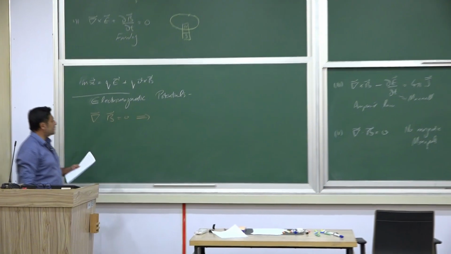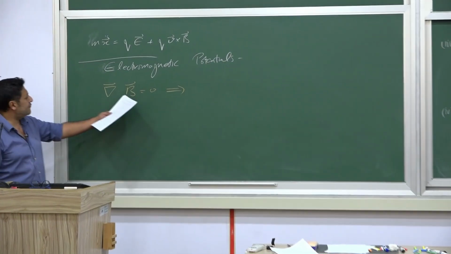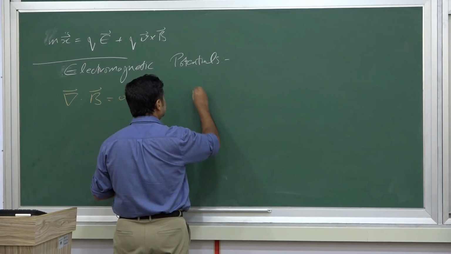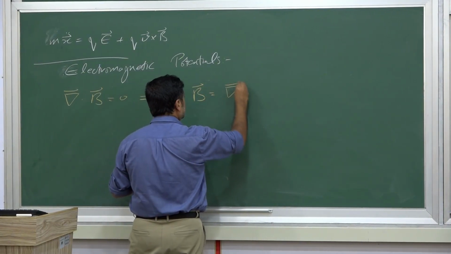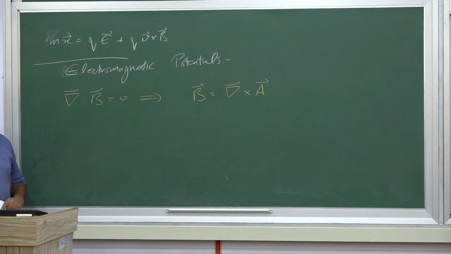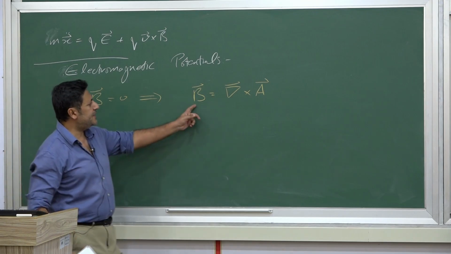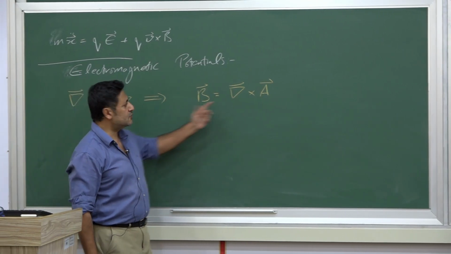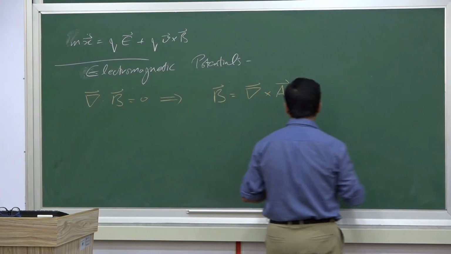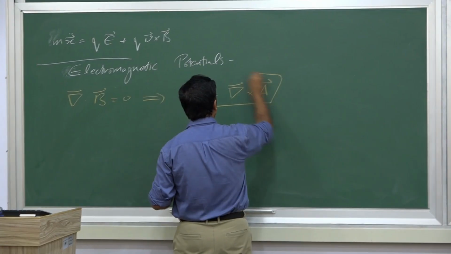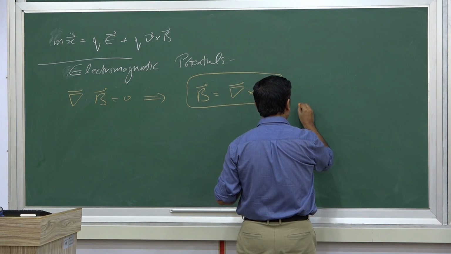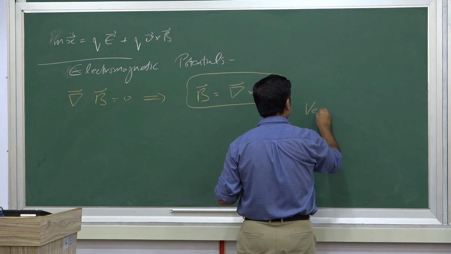So this equation means I want to have a field whose divergence is 0. This is automatically solved if I define a new field A, a vector field again, and consider B to be the curl of that, because the divergence of a curl is automatically 0. So this guy is called the vector potential.